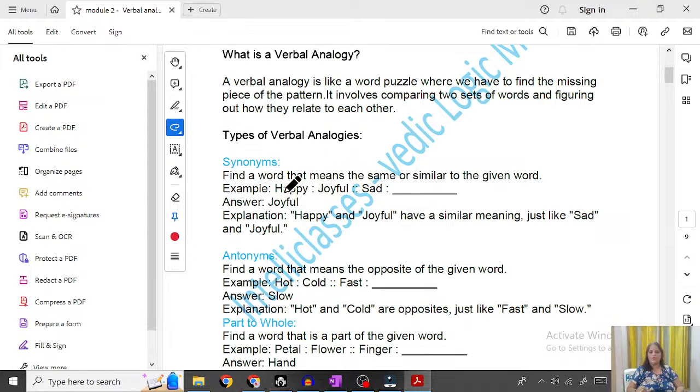Now, for example, let us take the example of happy is to joyful as sad is to what? So this is going to be our puzzle now.